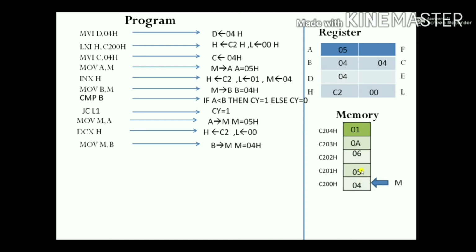Now we are going to compare C201H and C202H. But the memory is pointing to C200H. So we need to take the memory to position C201H. Which instruction will we use? INX H. It means now the HL register pair will have the address C201H. It means now memory will be pointing to C201H. And again we have to repeat the process.